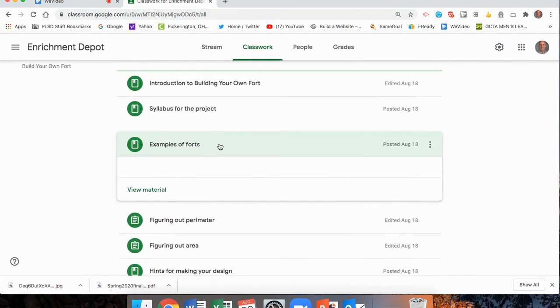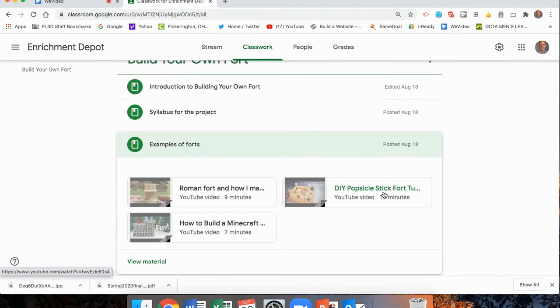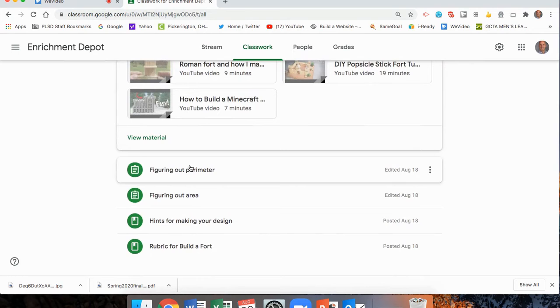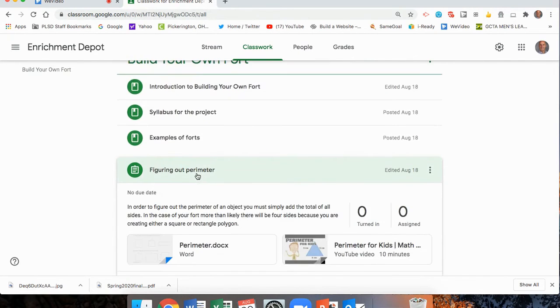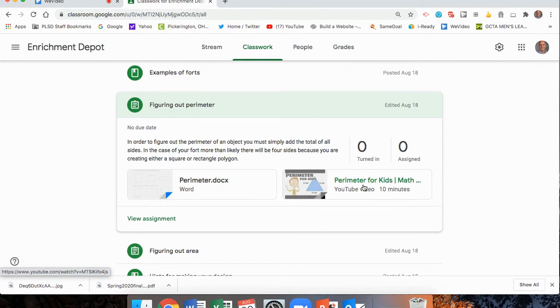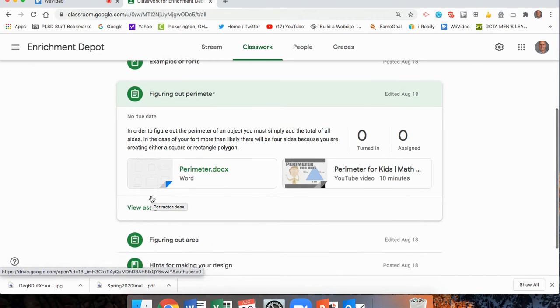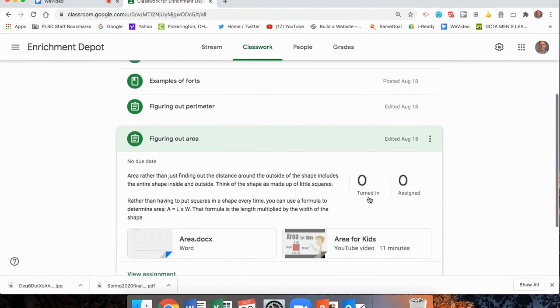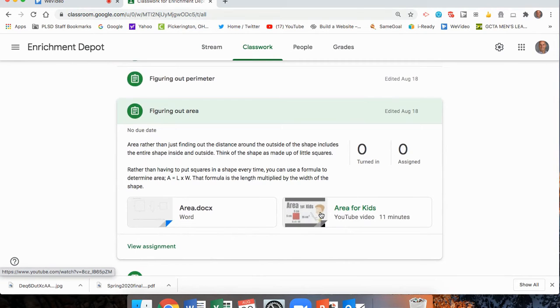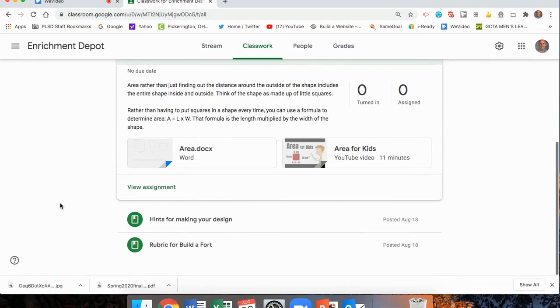Then I gave them the opportunity to explore different types of forts using YouTube videos. So I linked these videos. I also encouraged them to find examples of their own. Then the learning objectives of this are to learn what perimeter and area are. So I want to be able to check that. I have a video on how perimeter works, and then students will have an assignment to show that they know what perimeter looks like and how it works. Similarly with area, I have a video here that has an explanation of what area is, and then an assignment for them to show mastery.